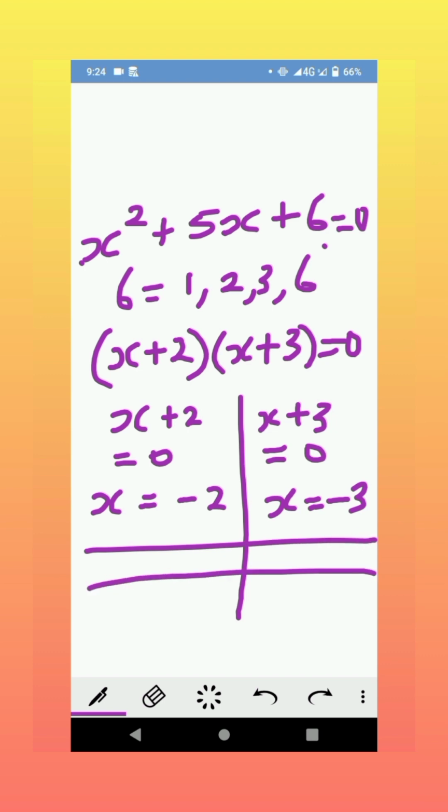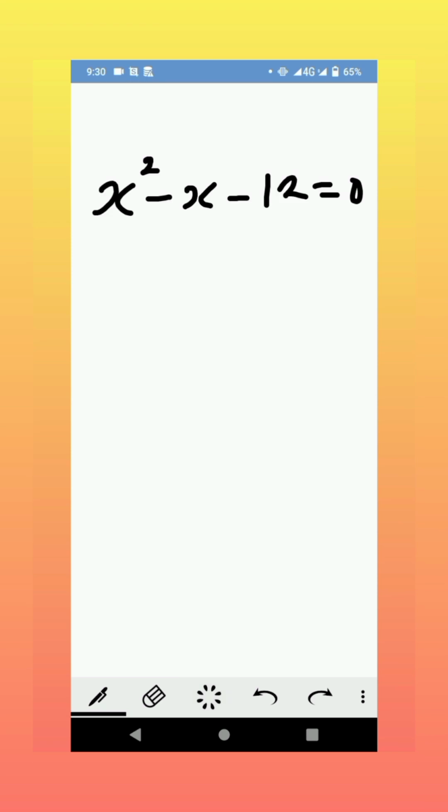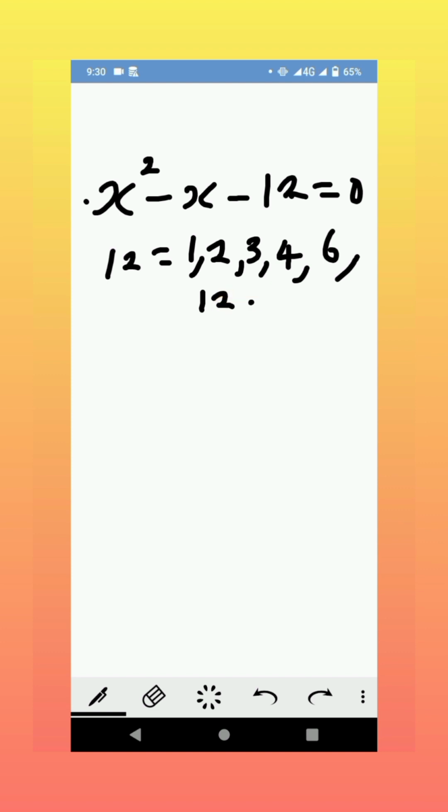Okay, let's solve another problem. To solve for this problem, we look for our AC. Our AC is 1 times 12, which is minus 12. But let's focus on 12 first. Factors of 12 are 1, 2, 3, 4, 6, and 12. Alright, so here we are going to select two numbers that when you multiply will give you 12, and when you add will give you minus 1.